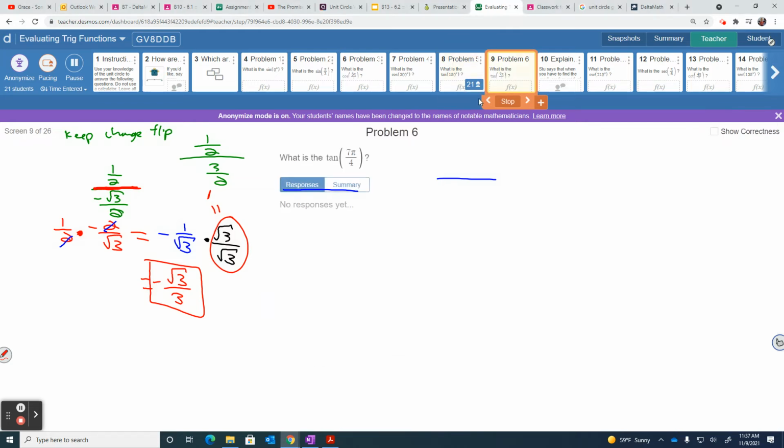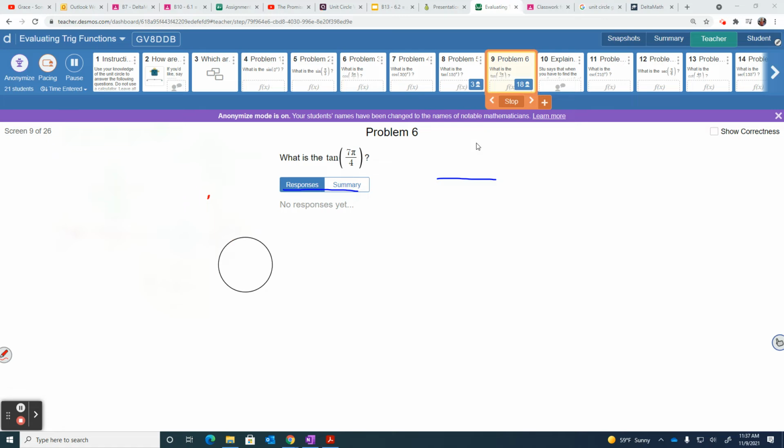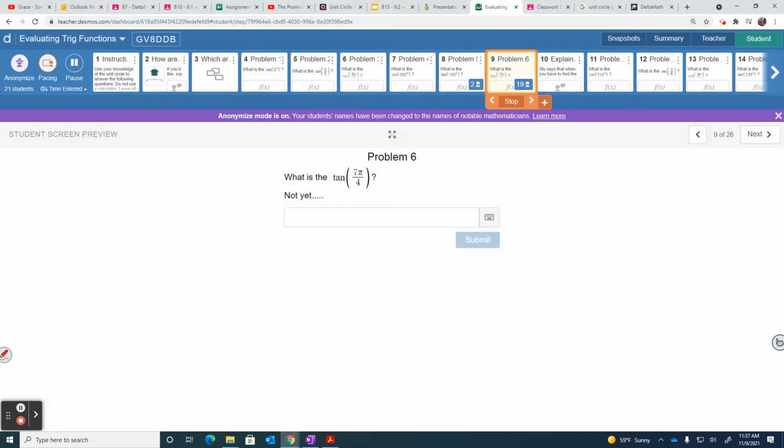All right, let's go ahead and try the next one. Tangent of 7 pi over 4. So it's going to be your y over your x. And you want to go to 7 pi over 4.